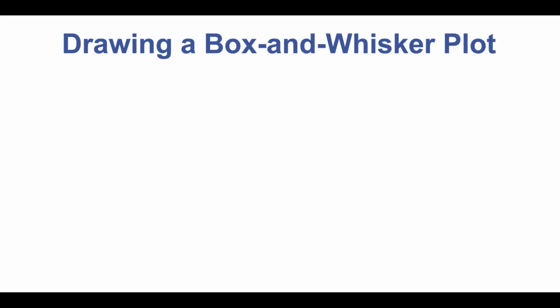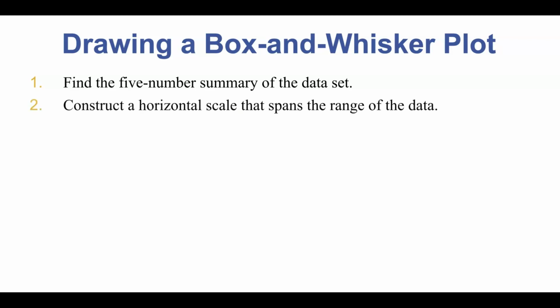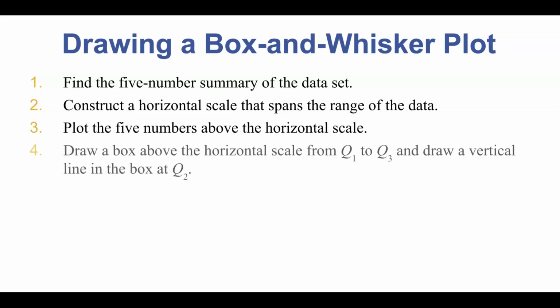So when you have those 5 numbers, they will make the end of the whisker, end of the box, the middle of the box, they will create a box and whisker plot. So let's talk about how to make this box and whisker plot by hand. So first you have to come up with this 5-number summary, minimum, Q1, Q2, Q3, and maximum. You will construct a horizontal scale that spans the range of the data, so from the smallest number to the biggest number. And you will plot these 5-number summary above these horizontal scales.